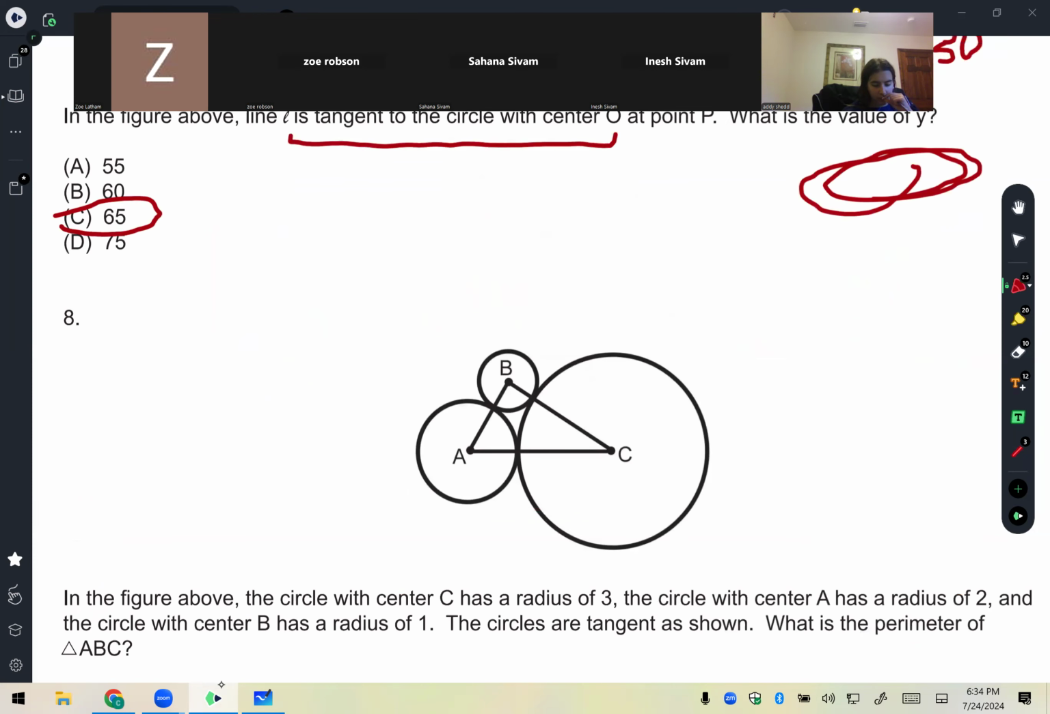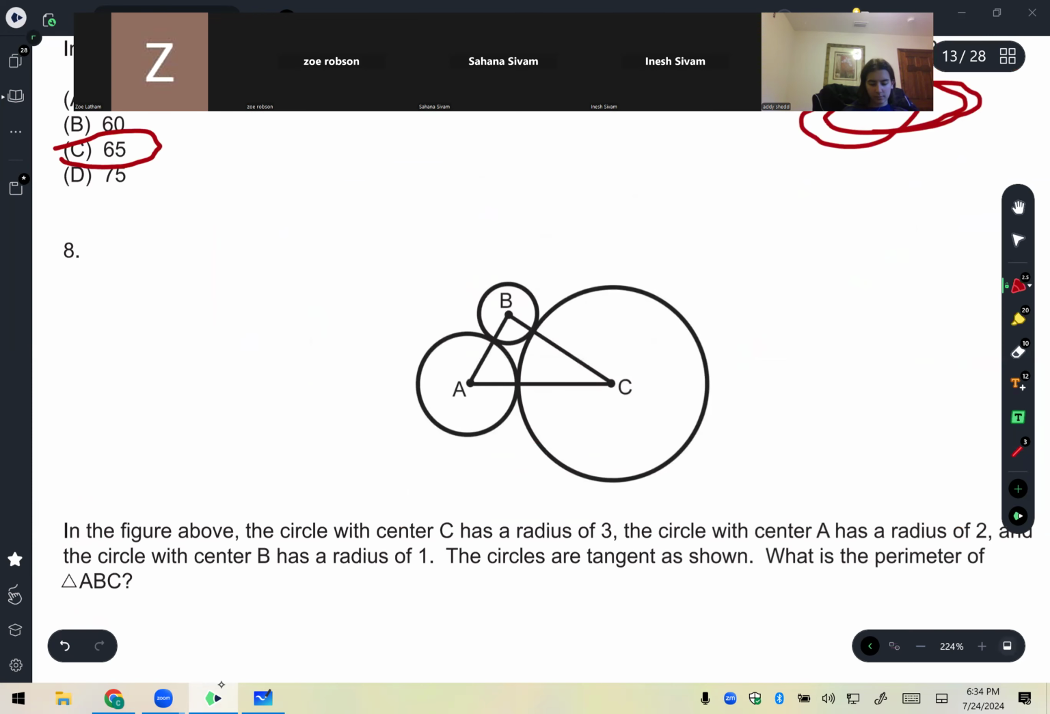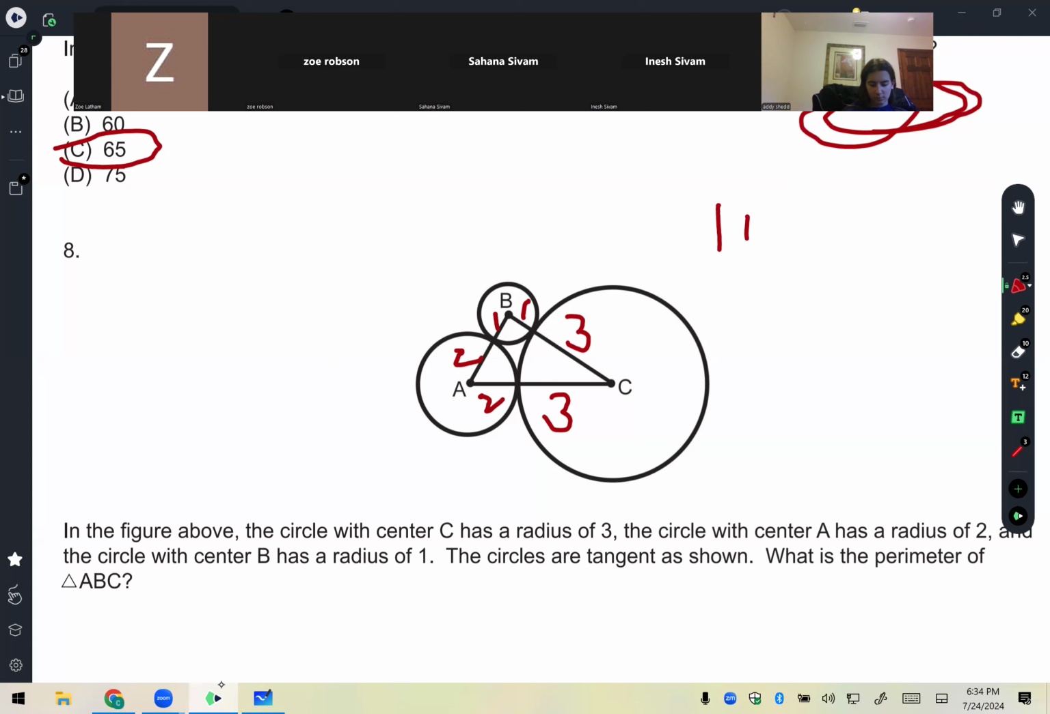Okay, this one's easy. In the figure above, the circle with center C has a radius of 3. Circle A has a radius of 2. Circle B has a radius of 1. So I just add these up because I want the perimeter of the triangle. And so that's going to be 12.